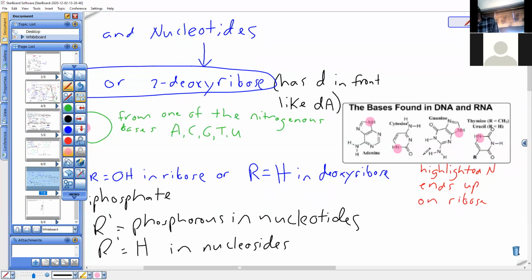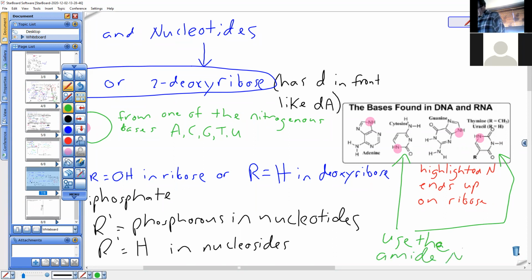Ring size 6, what do these both have in common? Amide. Knowing your functional groups really helps. Use the amide N in ring size 6.